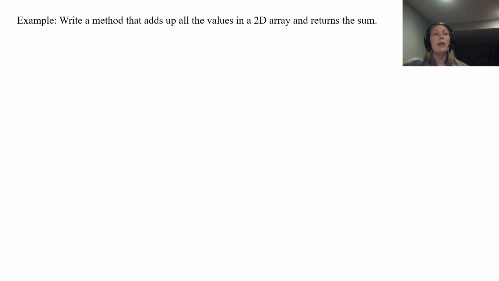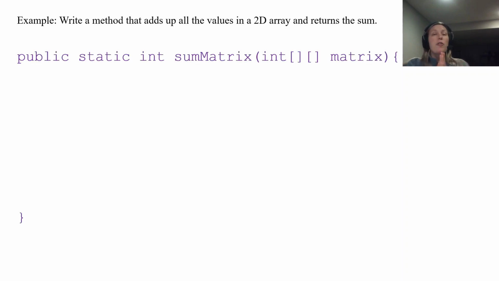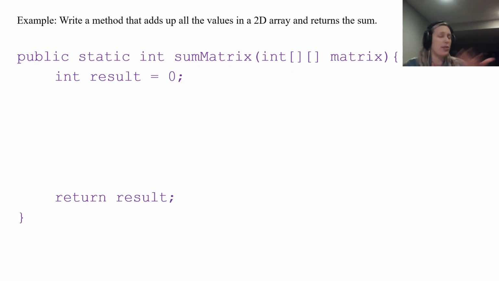Write a method that adds up all the values in a two-dimensional array and returns the sum. So I'm going to start off with my favorite method header here. It returns an integer that represents the sum. I assume it's going to be passed a matrix, so I have a two-dimensional array parameter there. I need a variable to keep track of what the sum is. So I just called it result. You could call it sum, but I just called it result, and I'm going to return it at the end.